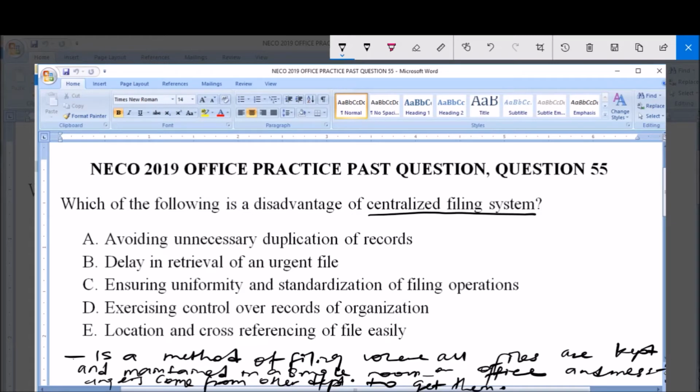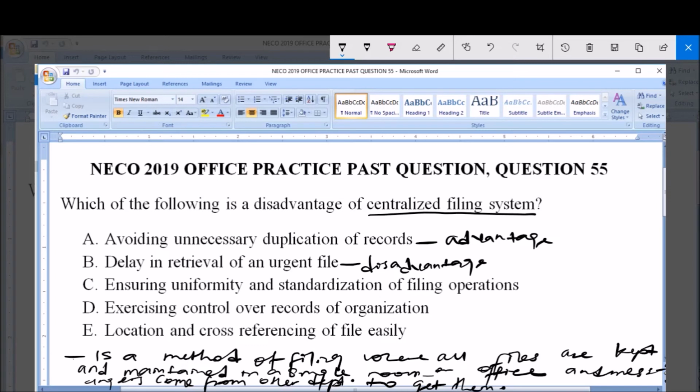Now, option A says avoiding unnecessary duplication of records. This is an advantage of a centralized filing system. It prevents unnecessary duplication of records, since these records are kept in a single room. Now, B says delay in retrieval of an urgent file. This is a disadvantage. Because all the records of this organization are kept in a single room or office, it is very slow to retrieve an urgent file. There will be a delay in retrieving an urgent file.